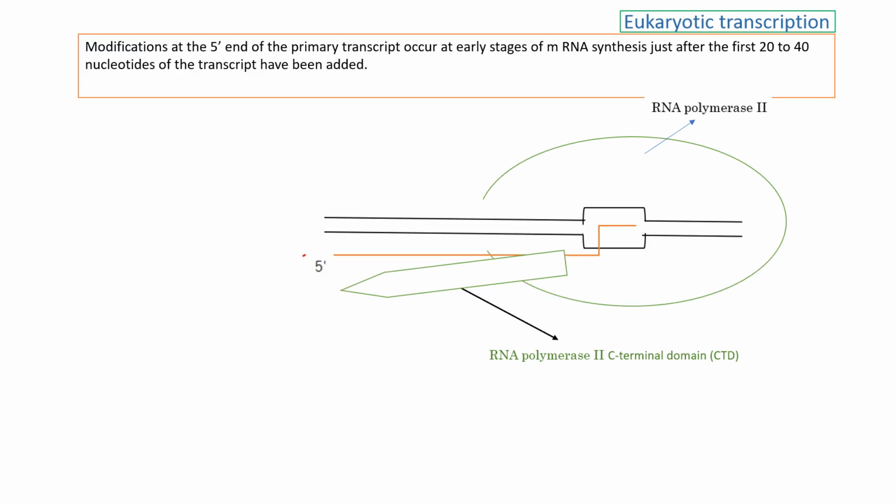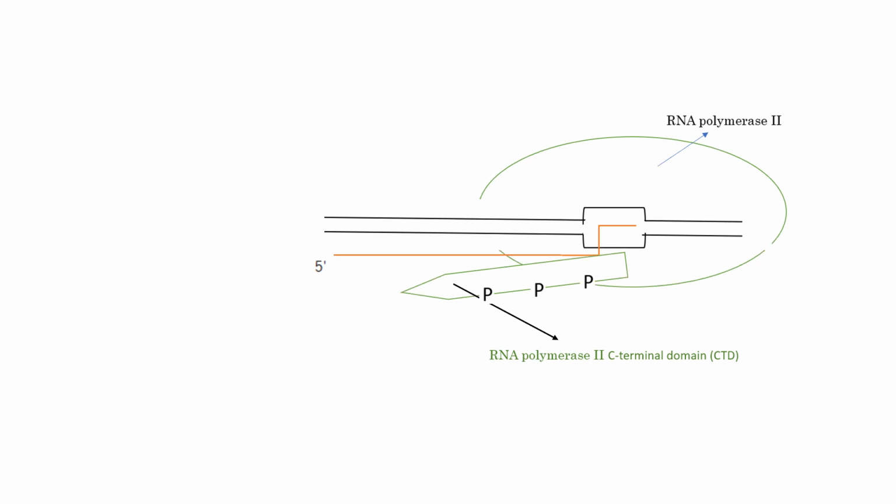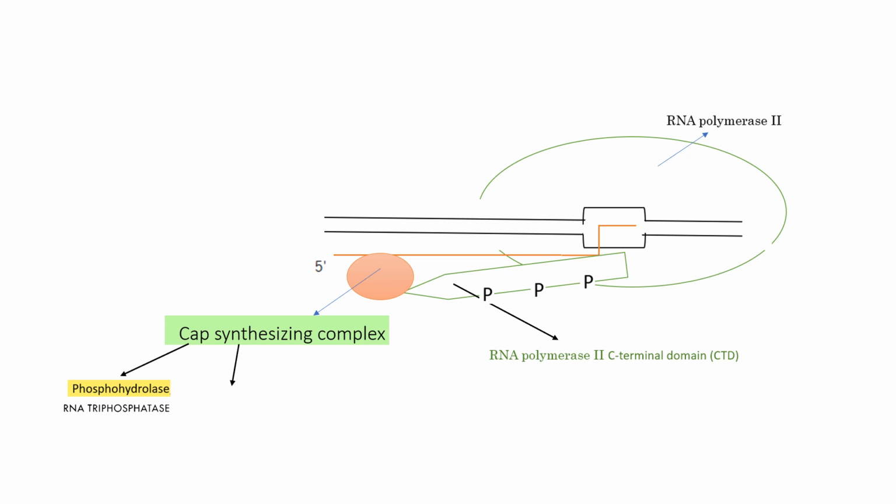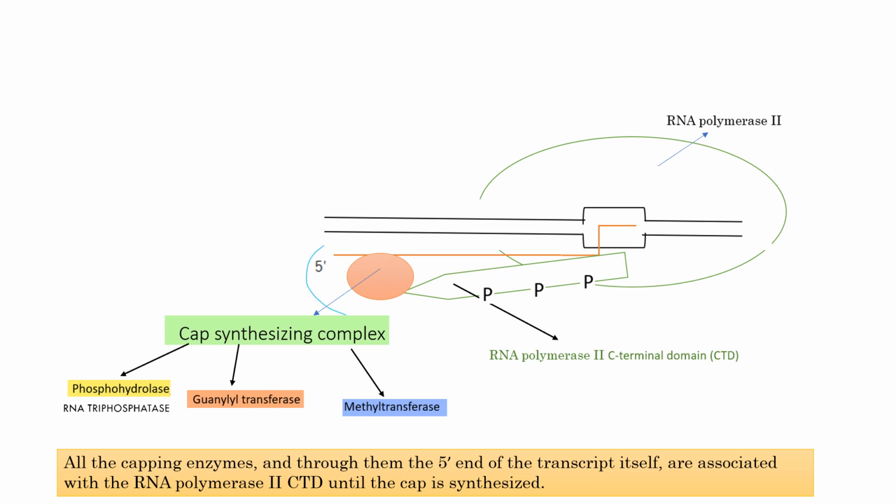Modification at the 5' end of the primary transcript occurs at a very early stage of mRNA synthesis, just after the first 20 to 40 nucleotides of the transcript have been added. The capping enzymes are recruited by the carboxyl terminal domain of the polymerase enzyme. It involves phosphohydrolase, which is also known as RNA triphosphatase, guanylyl transferase, and methyl transferase. All three of the capping enzymes, and through them the 5' end of the transcript itself, are associated with the RNA polymerase II carboxyl terminal domain until the cap is synthesized.